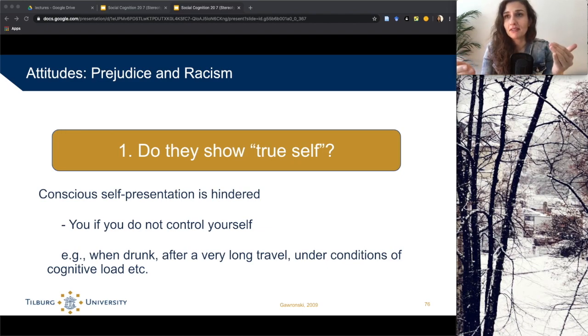Someone might display implicit racism in terms of the IAT score, but they might actually never act in a racist way because they still have a conscious ability to override their, let's call it, intuition. So it's difficult to say whether an IAT score actually tells us more about the truth and the true self of someone who takes the test than other measures of their attitudes might. This is one piece of criticism that we could voice about these implicit measures.